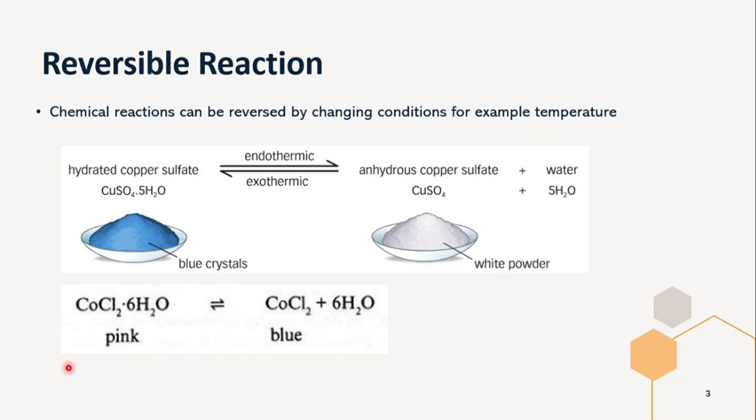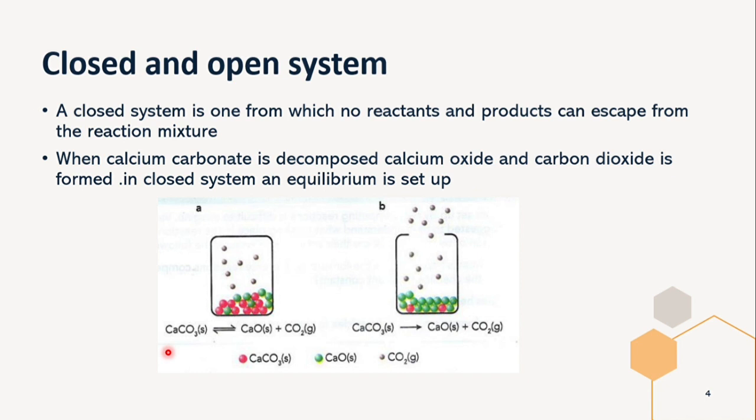Now, there are two types of system. One is the closed system and another is the open system. Here in the diagram you can see the closed system where a reaction is being carried out, that is the decomposition of calcium carbonate. So two products are formed, that is calcium oxide and carbon dioxide.